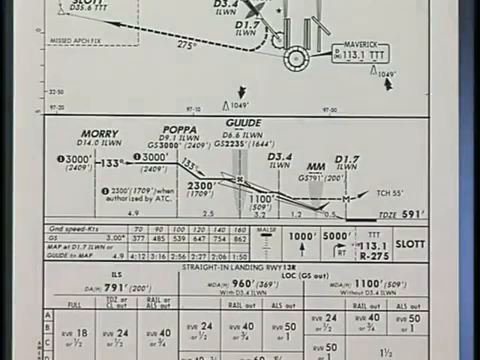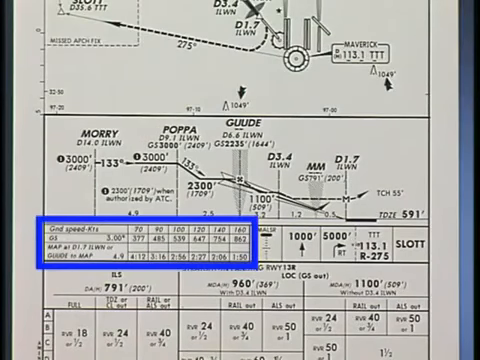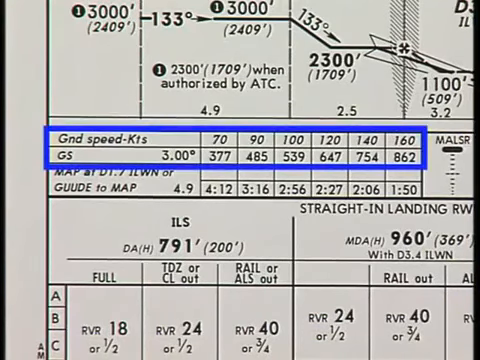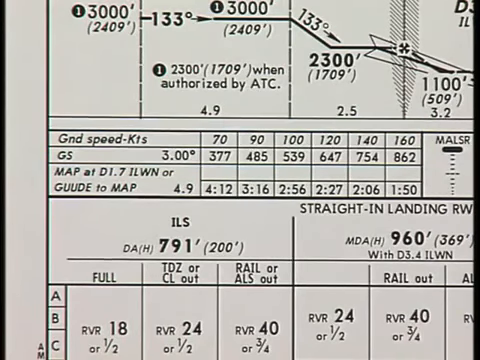Now let's turn our attention to the conversion table located below the profile view. For a precision approach, the conversion table relates the aircraft's ground speed to the rate of descent necessary to maintain the glide slope. For example, the table shows that at ground speed of 120 knots, your descent rate needs to be approximately 647 feet per minute to stay on the glide slope. In this case, the glide slope is based on a 3-degree descent angle.